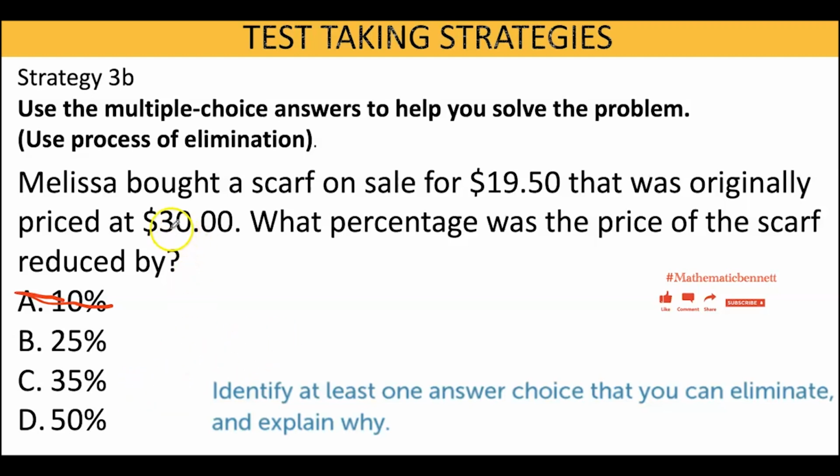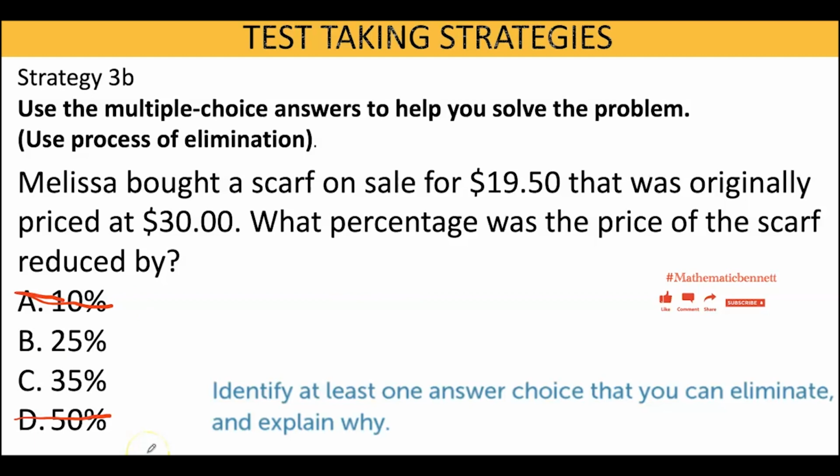Alright, 50% of $30 would be $15. Yeah, $15 would be too much. So we could eliminate this as well because we know that 50% didn't come off. So it's less than 50% but greater than 10%. So we eliminated these two based on just calculating in our heads. Alright, so we eliminated these two and we have our reason.